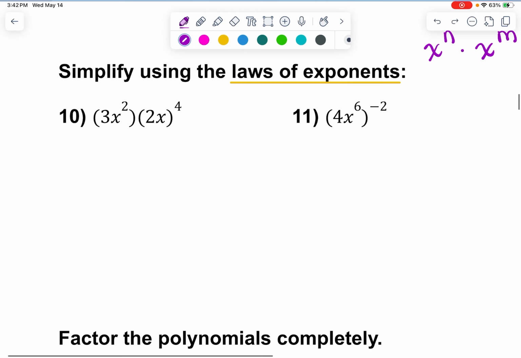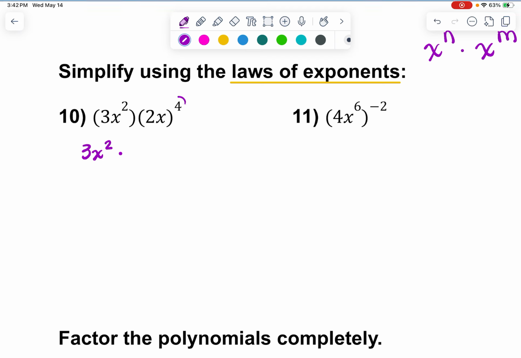So I'm just going to go over here to number 10. Your first step should always be to get rid of the parentheses. And when I say get rid of the parentheses, I mean because there's a number on the outside of the parentheses. But this 3x squared, there's nothing on the outside of the parentheses, so those parentheses are just there to show where that exponential expression starts and stops. So I'm just going to go ahead and drop those parentheses.